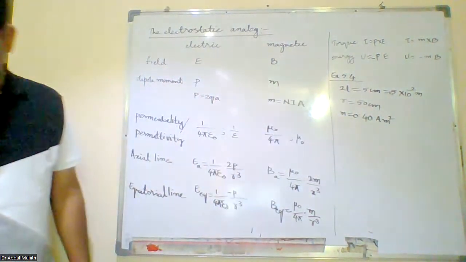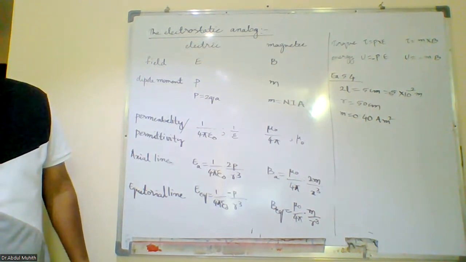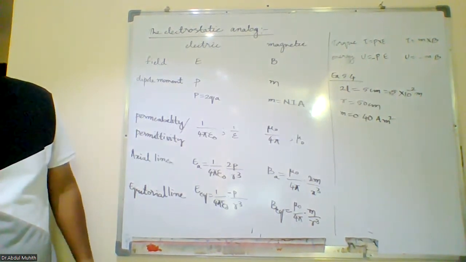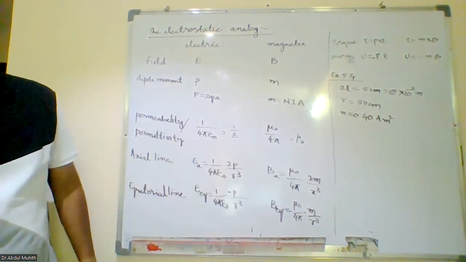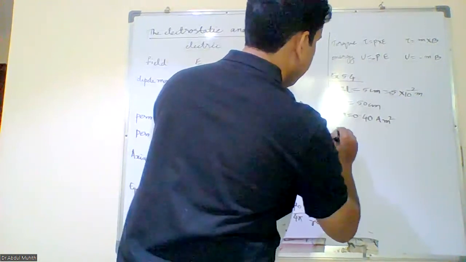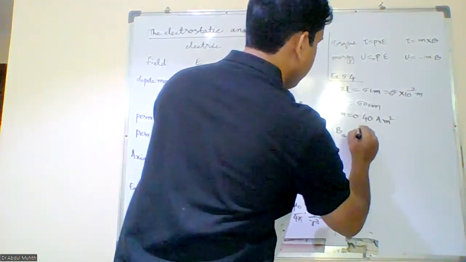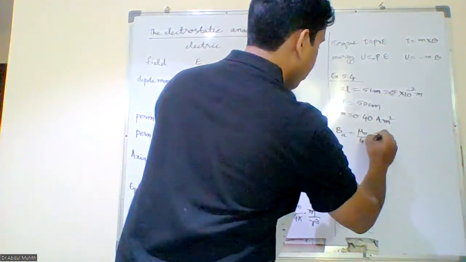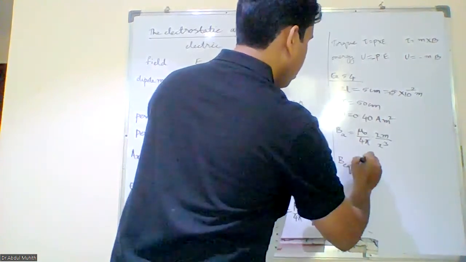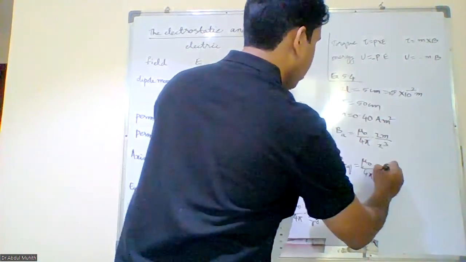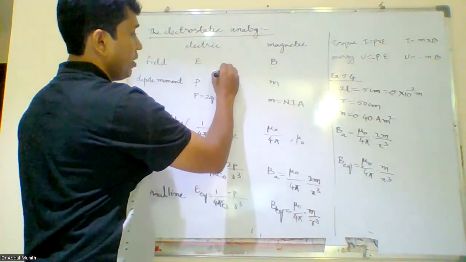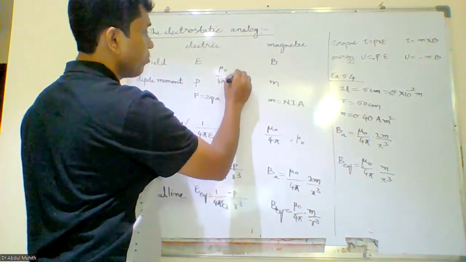Now you have to calculate the axial and equatorial fields. He says just take the same values of example 5.2, the previous problem we have done. Now B for axial line is mu 0 by 4 pi into 2m by r cube. Just substitute the values. For equatorial line, the formula is mu 0 by 4 pi into m by r cube. What is the value of mu 0 by 4 pi? It is 10 to the power of minus 7.